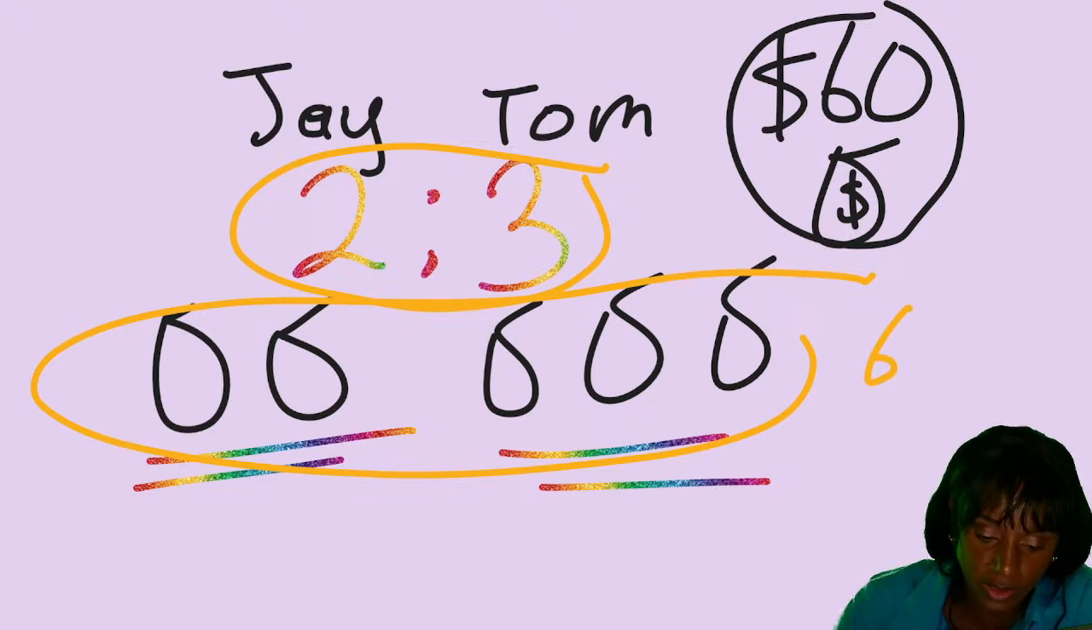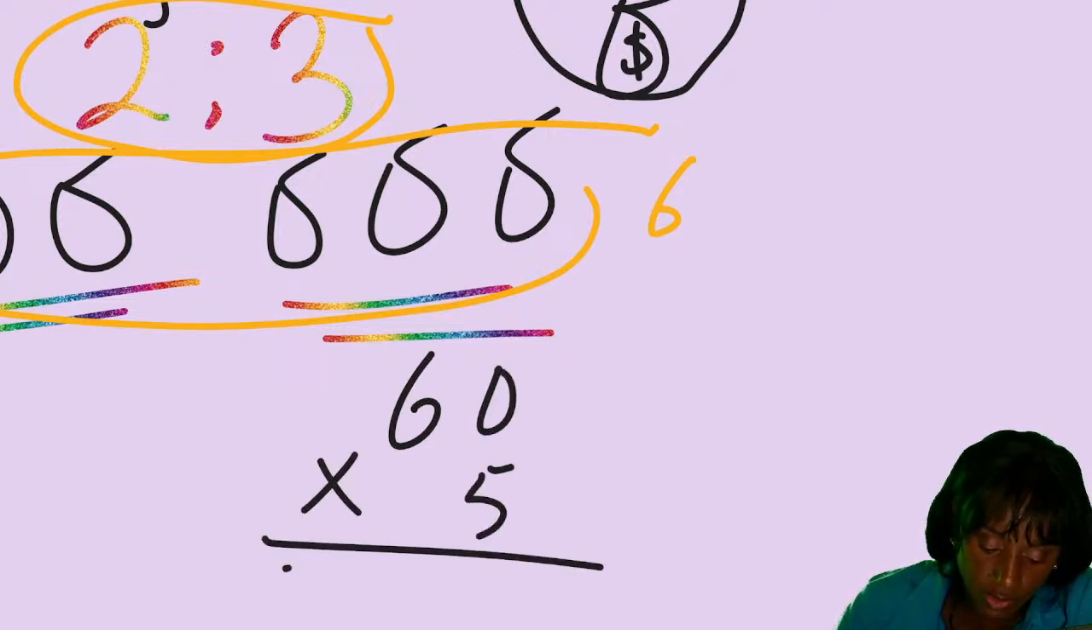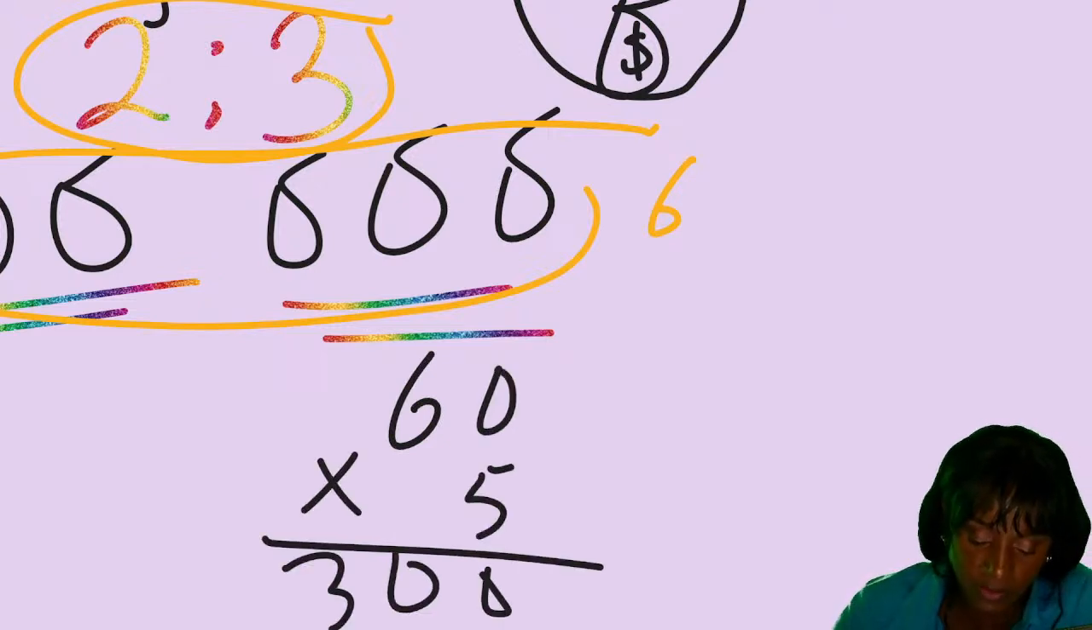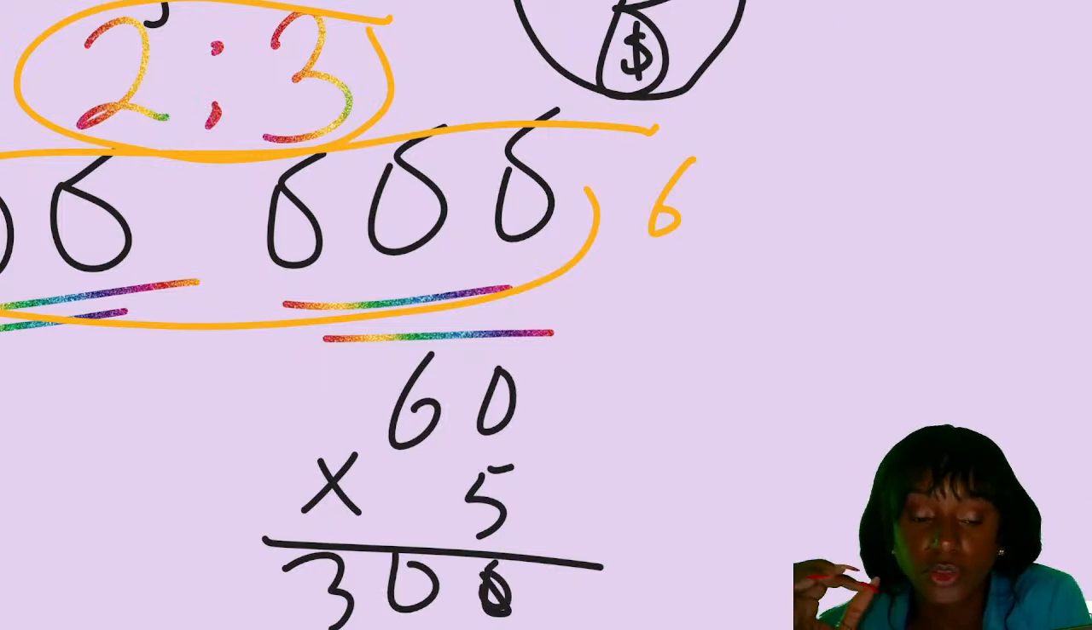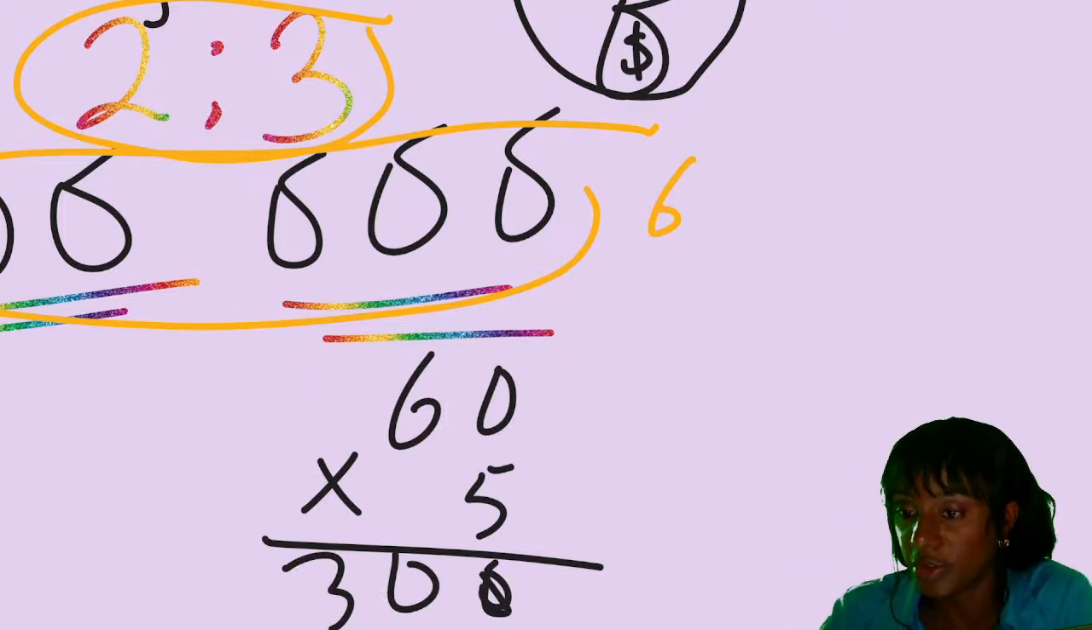Let me move this here a bit. 60 multiplied by 5, that gives us 300. 5 by 6, that's 30. 5 by 0, that's 0. Okay, so $300 was shared in all.